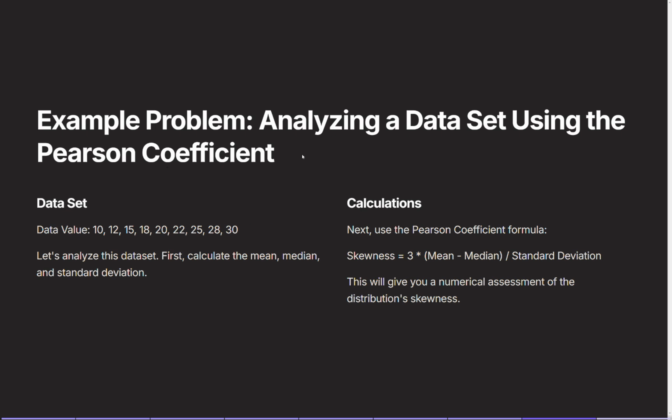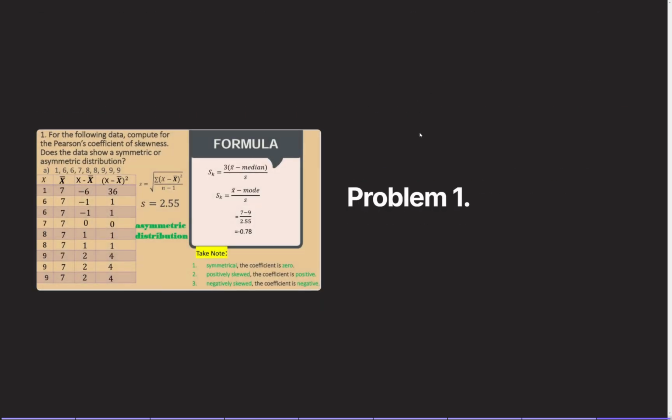And after you've done that, we have to apply all of those values that we got and put it here. So the formula, basically, is 3 times mean minus median over standard deviation, and that will basically give us the numerical assessment of the distribution of skewness. So here is problem number 1. I got this problem from my teacher from his PowerPoint presentation, and I'm going to be explaining to you how we can apply this formula.